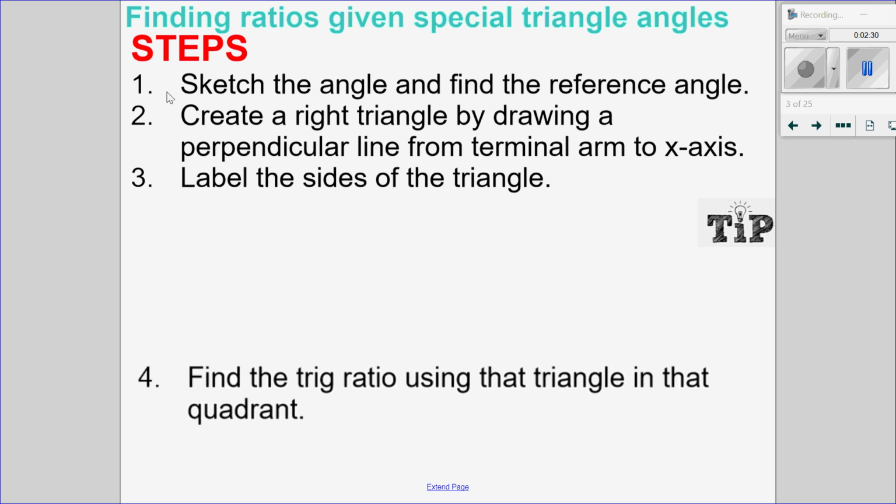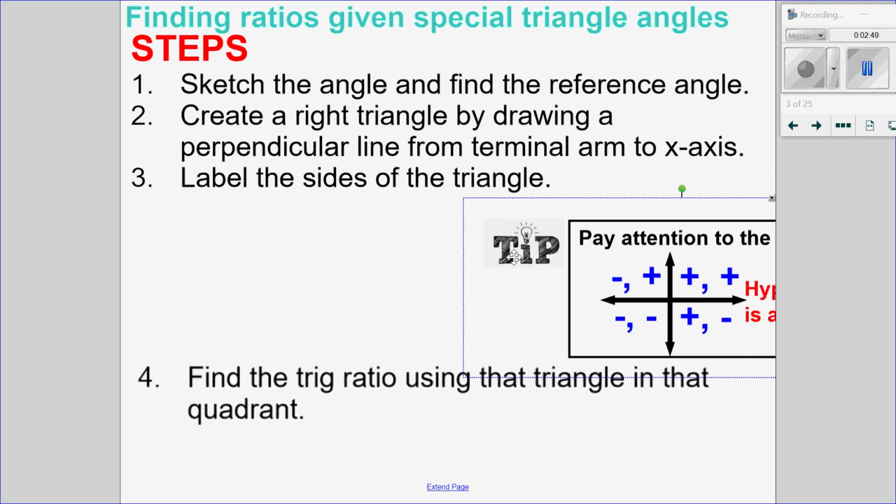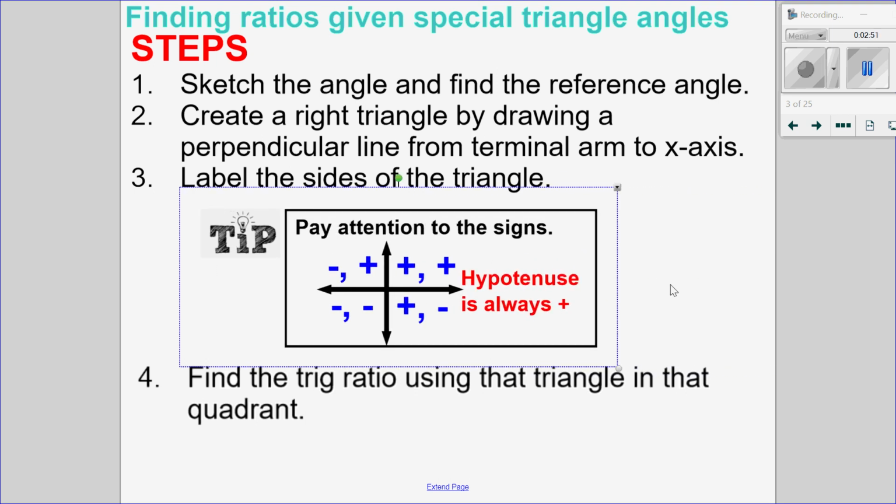So the steps I'm going to use: I'm going to sketch the angle and find the reference angle. Once I've done that, I'm going to create a right triangle by dropping a perpendicular line from the end of the angle to the positive or negative x-axis. Then I'm going to label the sides of my triangle, paying attention to the signs in that quadrant, and then find the trig ratio of that triangle in that particular quadrant.